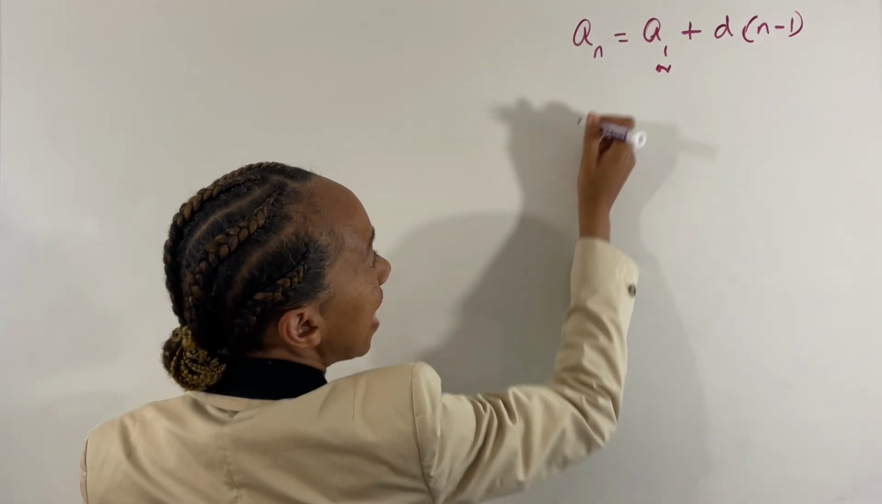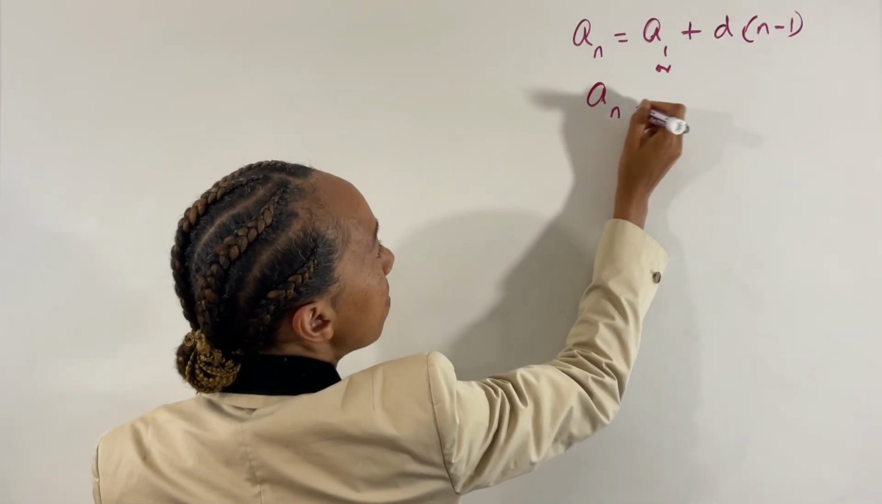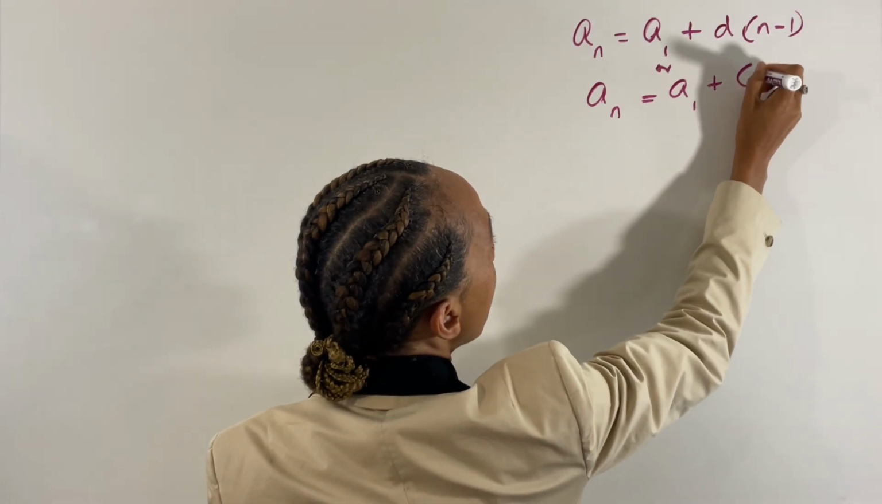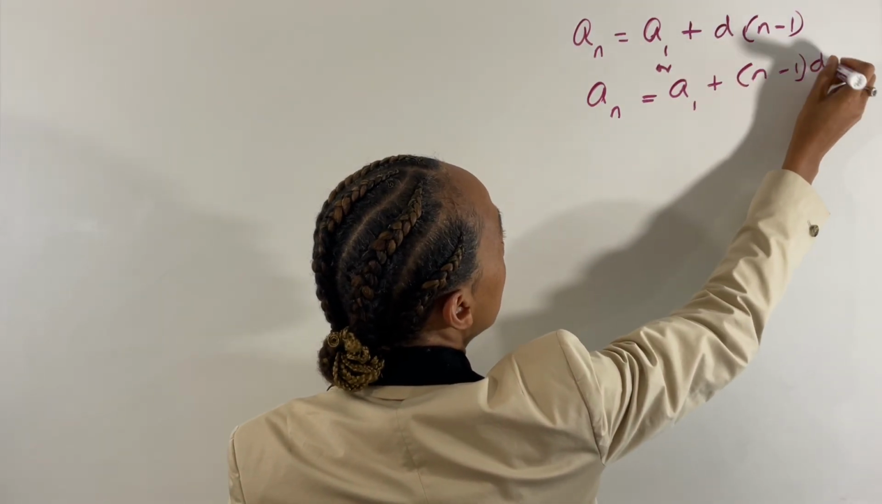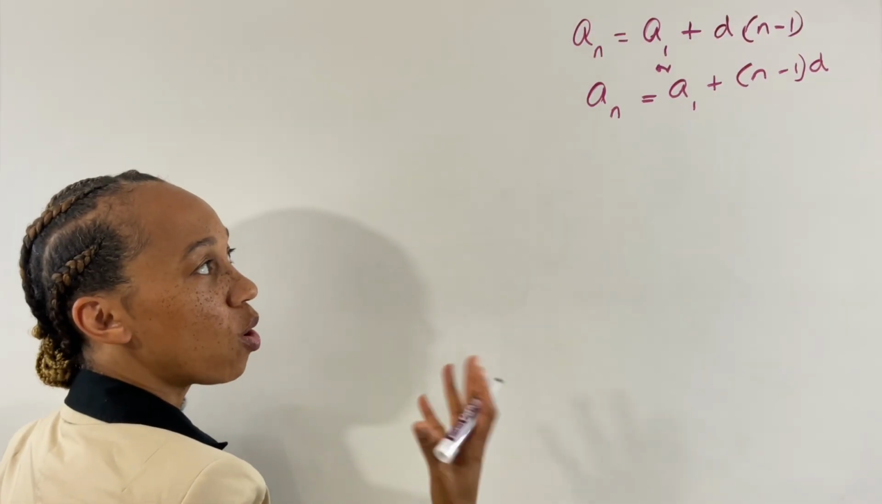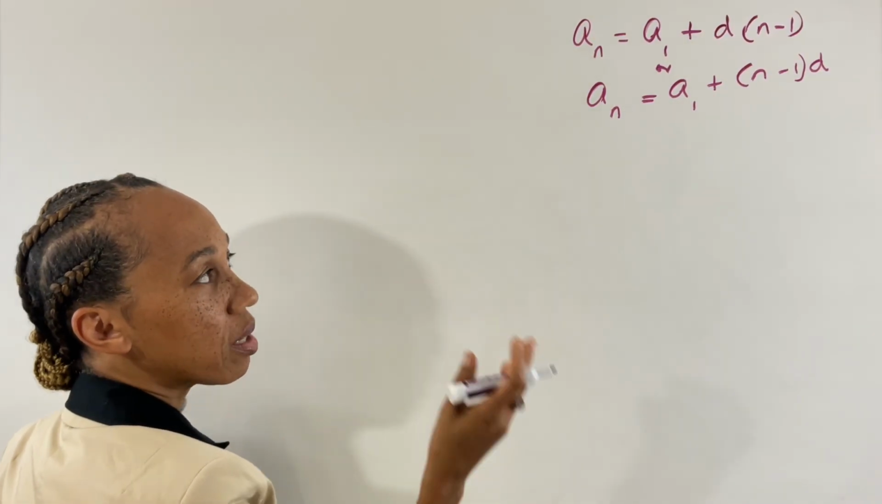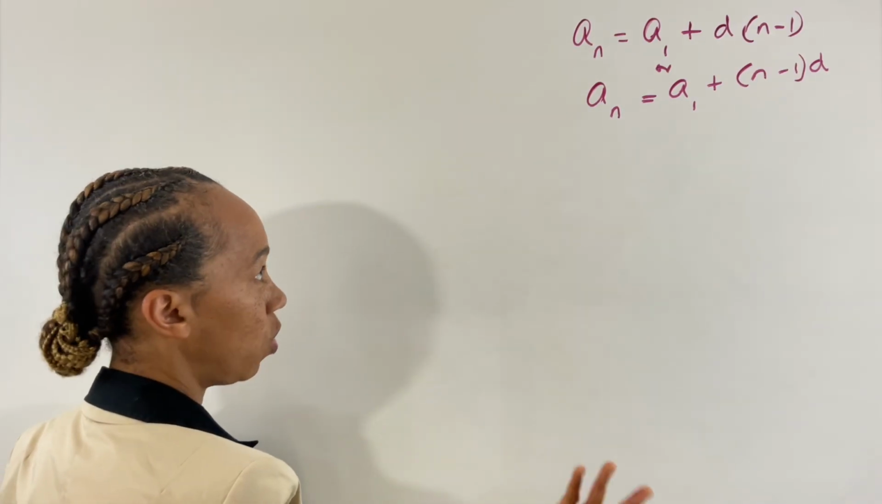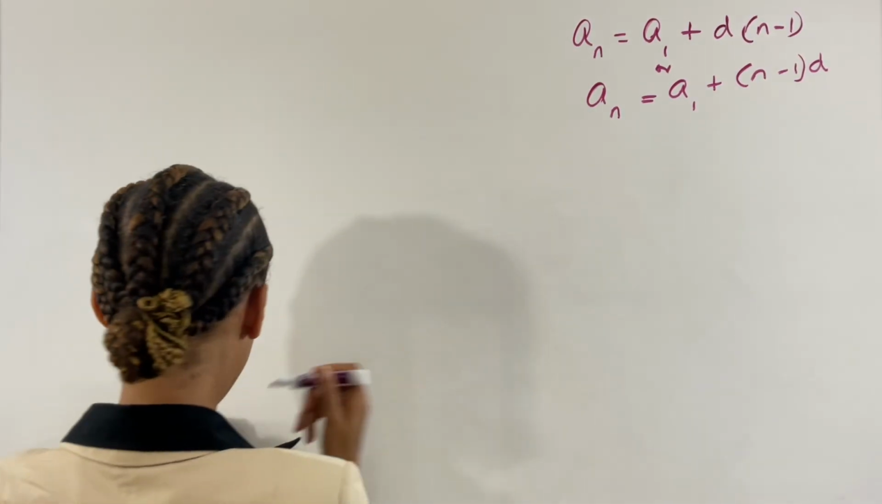Or in some textbooks, you may see a sub n equal a sub 1 plus n minus 1 and the d on the other side. It doesn't matter, because when you are applying the order of operation, you will get the same answer with either of the formulas that you may use. So let's get into our first example.